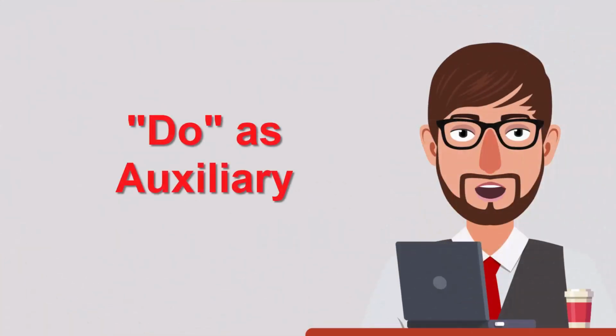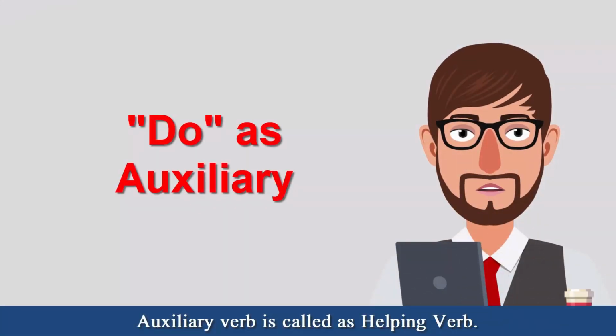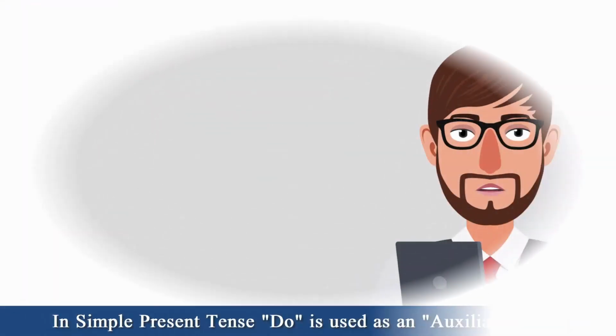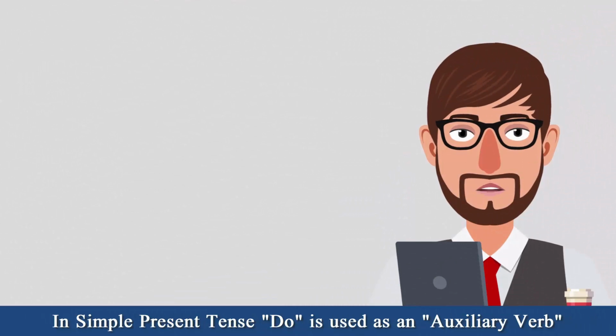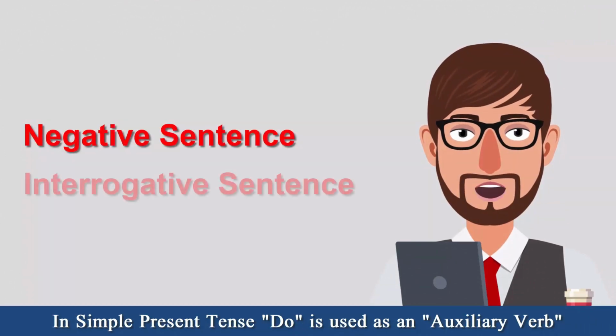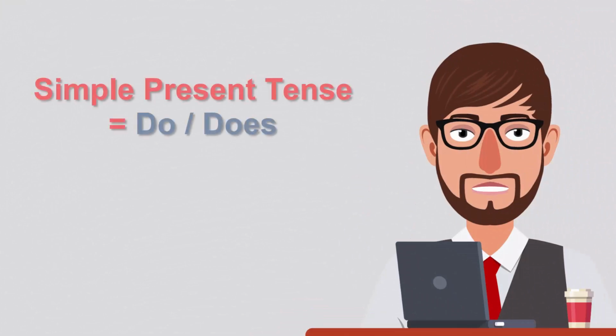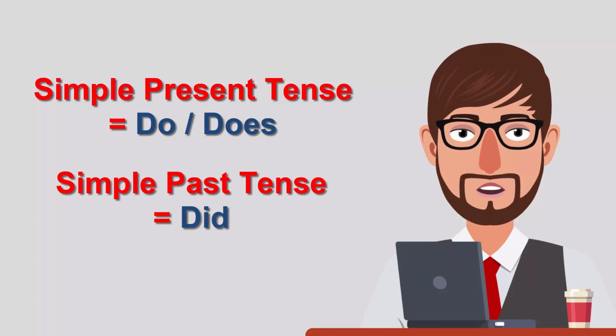Do as auxiliary. Auxiliary verb is called a helping verb. Auxiliary verb is used in many ways, for example, to ask questions, to request and to make negative sentences. In simple present tense, do is used as auxiliary verb when we make negative and interrogative sentences, and did is used in simple past tense. So we should always remember that do and does is used in simple present tense and did is used in simple past tense.